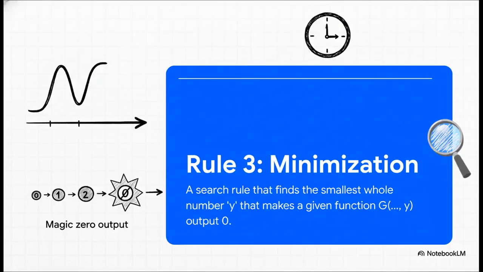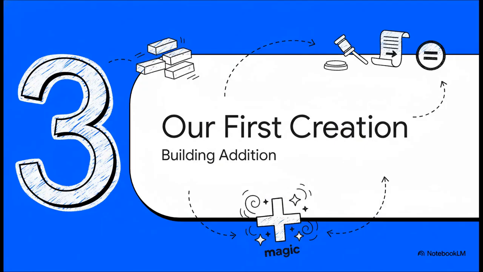And our third rule is minimization. This is our search tool, and it's incredibly powerful. Imagine you've got a function, and you want to know what's the very first whole number I can plug in that will make this thing spit out a 0. Well, minimization is the rule that does that search for you. It starts at 0, tries it, nope. It tries 1, nope. Tries 2, and it keeps on going until it finds that smallest number that works. Okay, so we've got 3 tiny bricks and 3 simple rules.